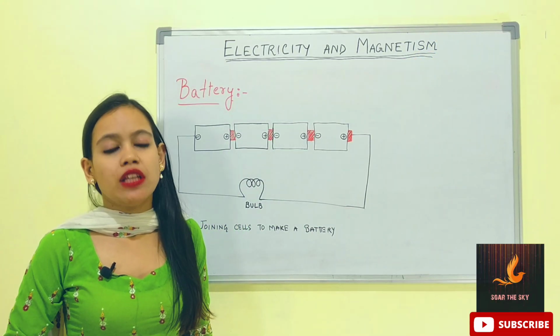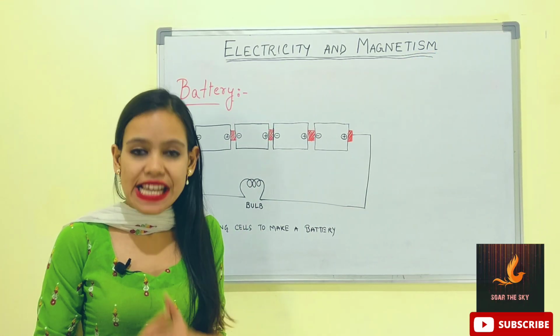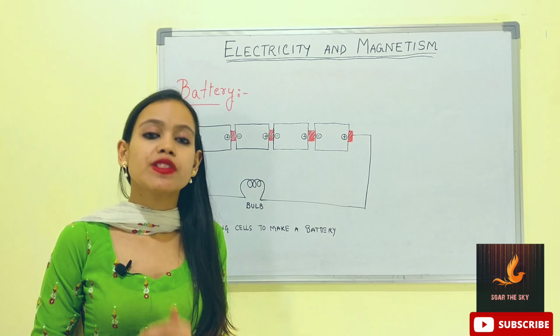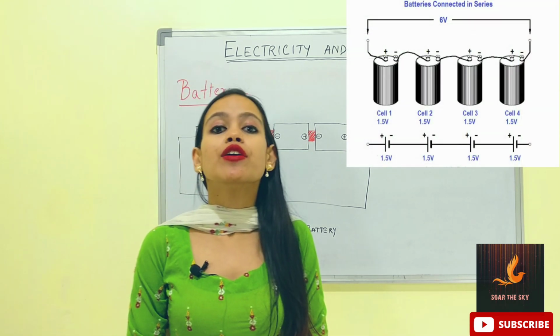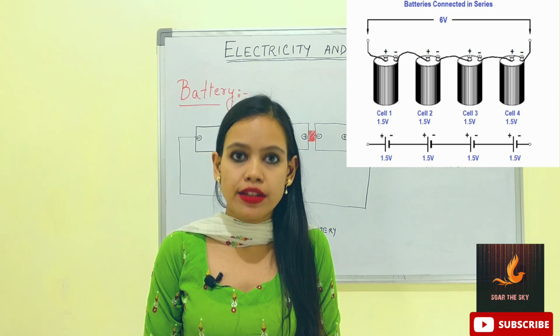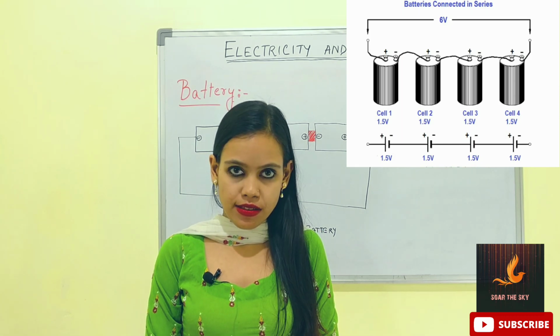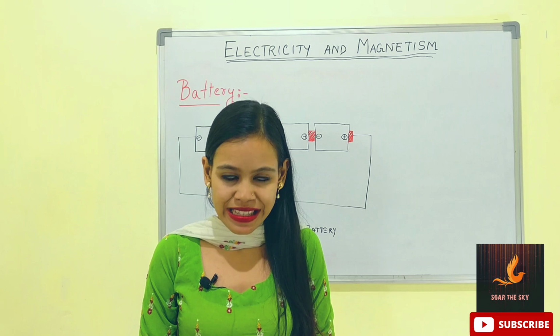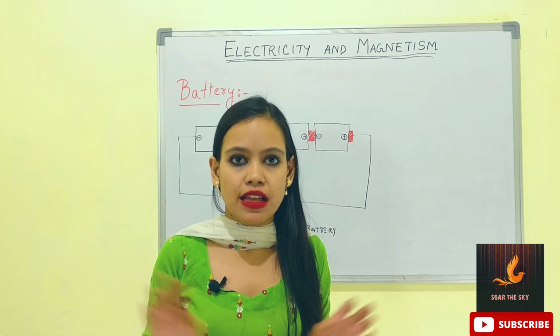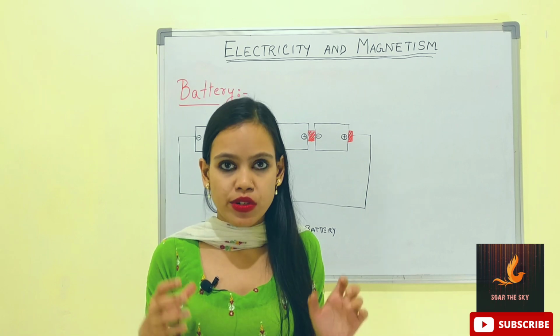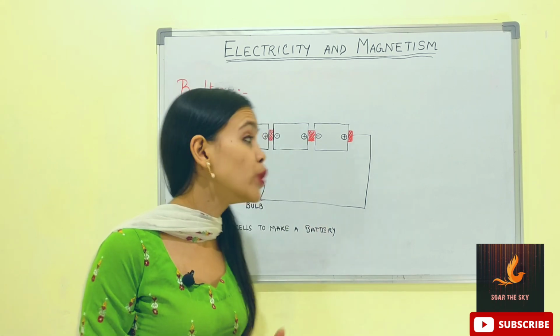When we join 2 or more cells together, it forms a battery. Why do we require a battery? When we require more electricity to run larger electrical appliances, at that time we require a battery. A battery is nothing but joining 2 or more cells together. How do we do it?